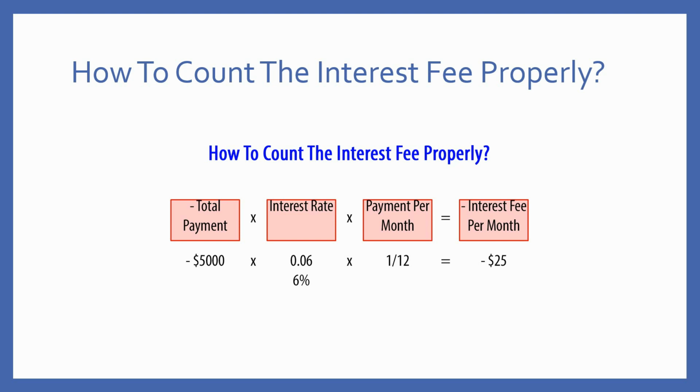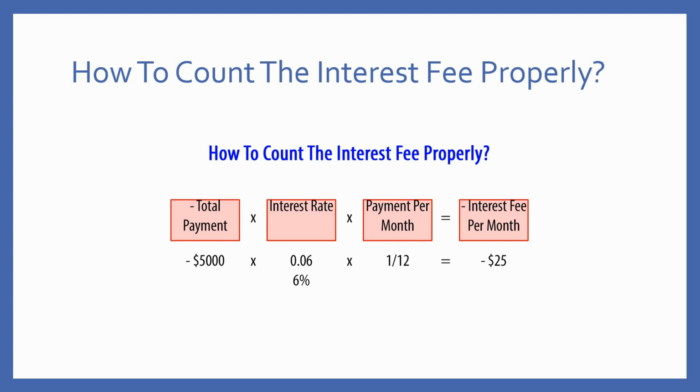So the total payment should be negative $5,000. Payments per month is 1 month out of 12 months per year. So within 1 year, you must pay, no, it's not 1 year to finish paying $5,000, because of the 6%.